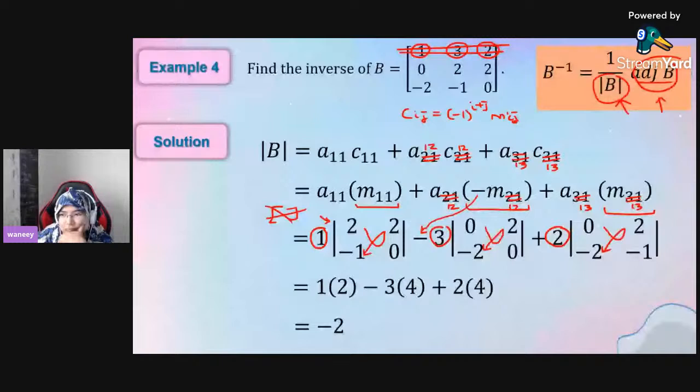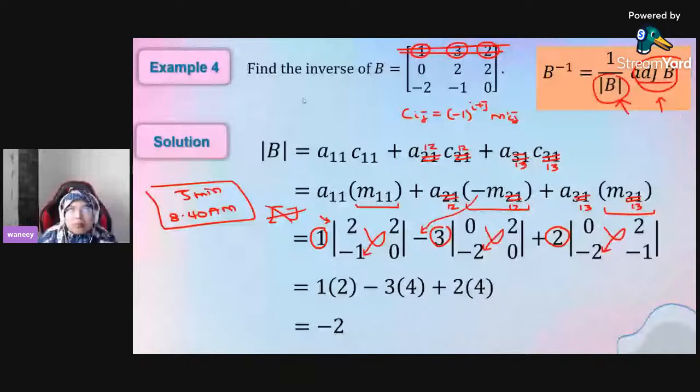Okay, 5 minutes, until 8:40. I forgot earlier, so make sure to start from the minor, cofactor, and then cofactor transpose. Then only the adjoint. Okay, 5 minutes because the calculation is quite long. Meanwhile I will edit this for a while.